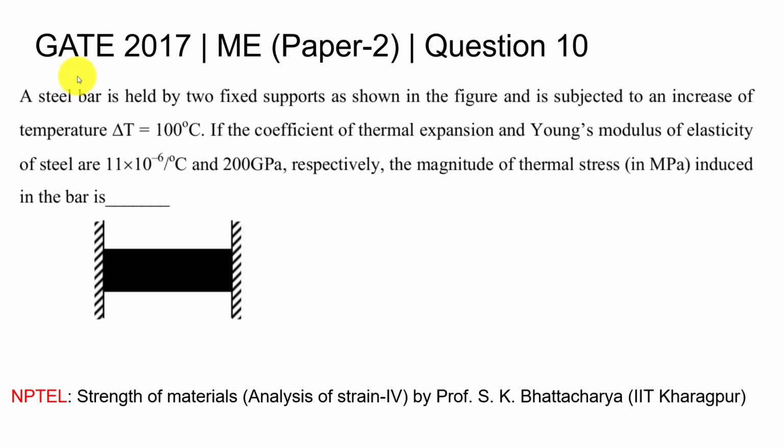Hello all. Today we are going to see a question from GATE 2017 Mechanical Paper 2, question number 10. You are given a steel bar where the ends are fixed. The two supports are fixed and it is subjected to an increase of temperature, that is, the change in temperature is 100 degrees Celsius. If you are given the coefficient of thermal expansion and the Young's modulus, you need to find the magnitude of thermal stresses in MPa.